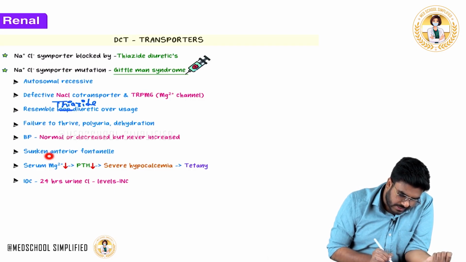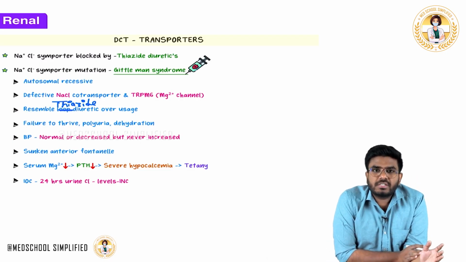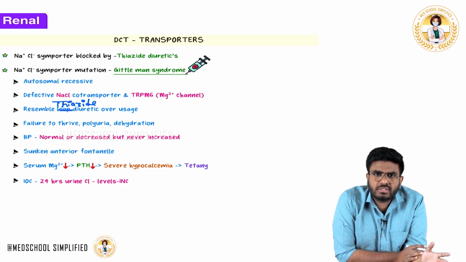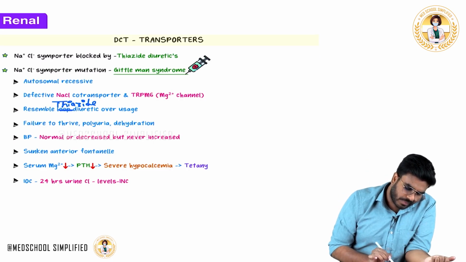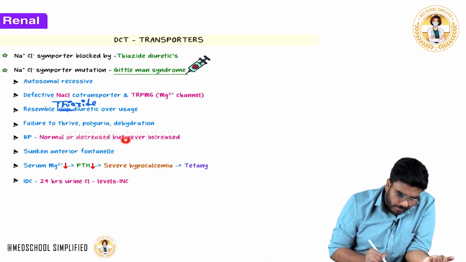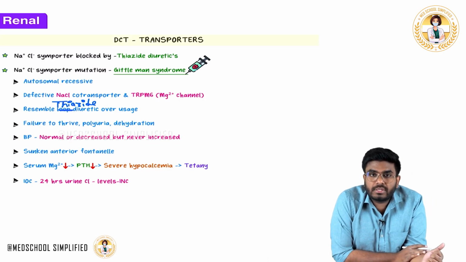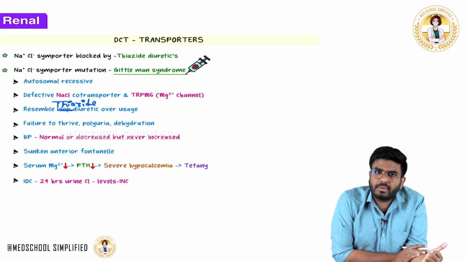Yes, we have discussed there is sunken anterior fontanelle. If you look at the BP, what is the BP? Now this patient is losing urine, right? This patient is losing a lot of fluid out of the body. More polyuria is there. What happened to the BP? The BP will be normal or it may be decreased, but it is never increased. Remember, even when we discussed Bartter syndrome, same: BP is normal or decreased, but it is never increased.